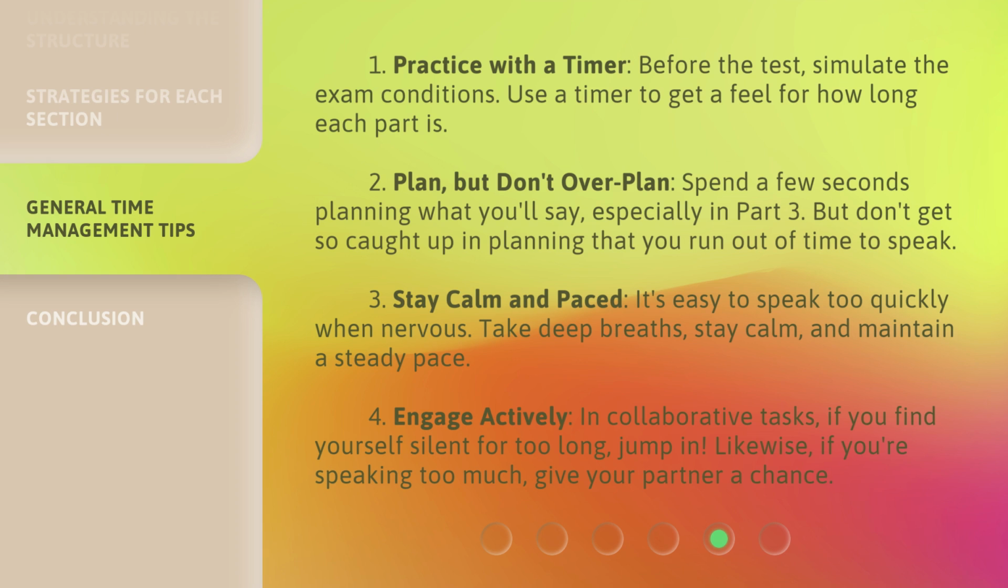3. Stay calm and paced. It's easy to speak too quickly when nervous. Take deep breaths, stay calm, and maintain a steady pace. 4. Engage actively. In collaborative tasks, if you find yourself silent for too long, jump in. Likewise, if you're speaking too much, give your partner a chance.